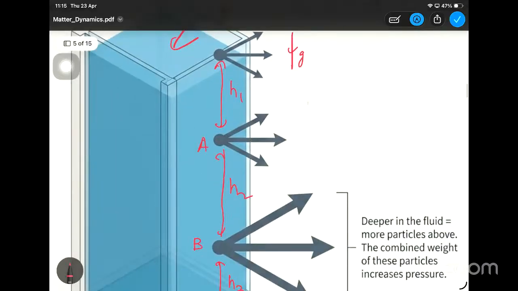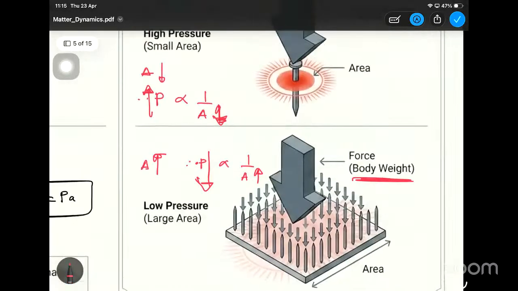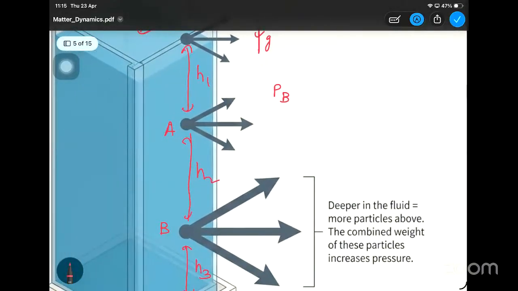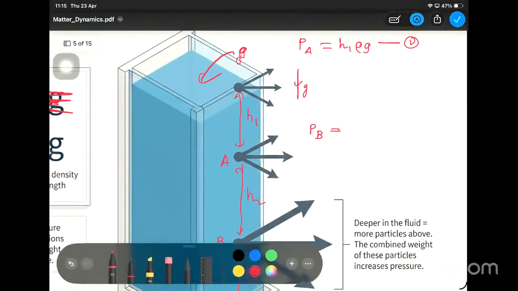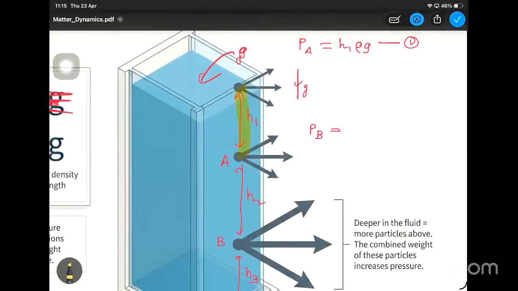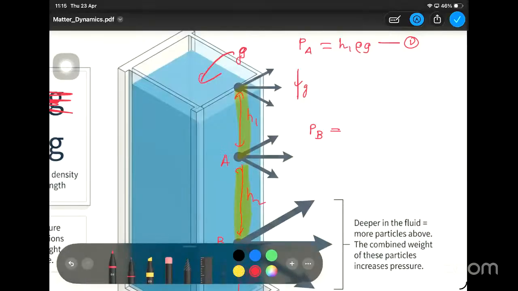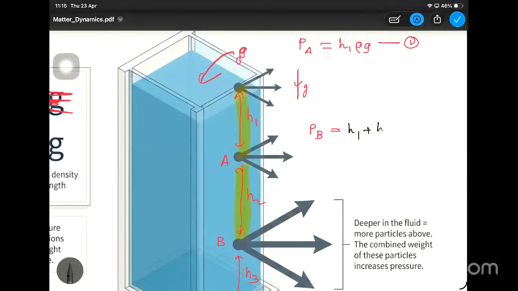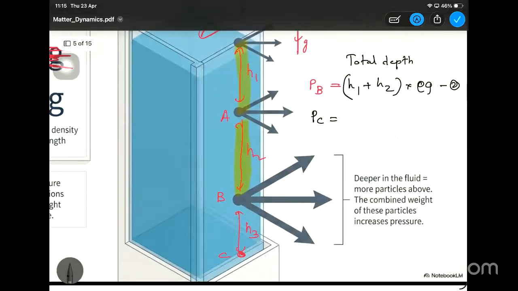And if we consider PB, the pressure at the second position, now you need to get the total depth. So it will be H1 plus H2, the total depth, into rho G. Same for PC. Now there's another depth point. So it means H1 plus H2 plus H3, rho G, right?